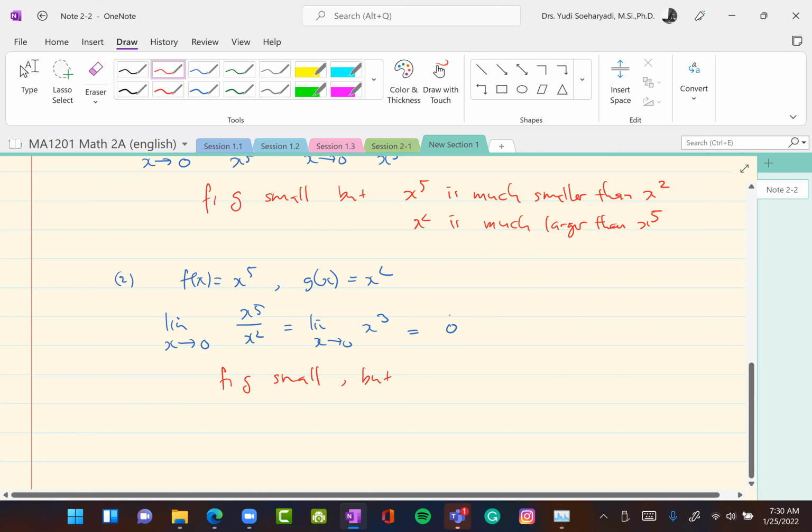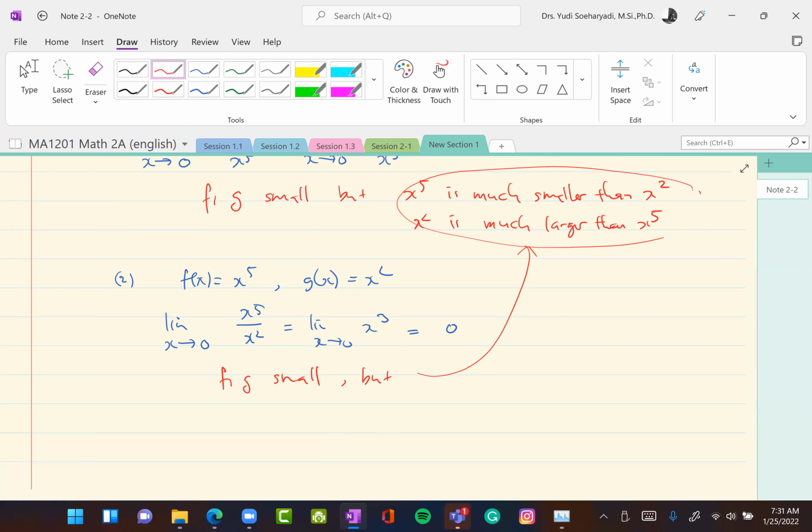But you see that in this case, well, that's the same thing though. x to the fifth is much smaller than this one. So when you do this comparison, this limit is 0. Why? Because x to the fifth is much smaller than x squared. That's the reason why the comparison is 0, small. Okay.